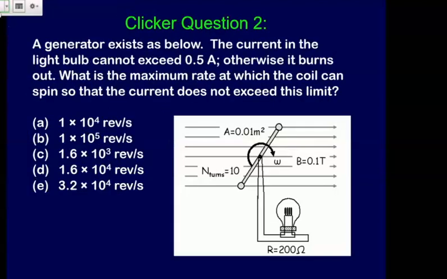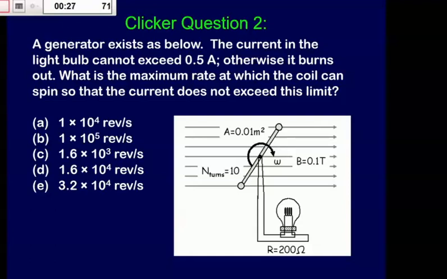So here's one I thought we'd try. We don't a lot of times do numerical exercises, but let's take a few minutes here. This is like an old test question for this type of material. A generator exists as below. It's really hard to draw these things, but you've got a similar shaped loop rotating with some angular velocity. It's got a total of 10 turns, an area of 0.01 meters squared, and the magnetic field is 0.1 Tesla, and it's set up in a circuit with a light bulb.